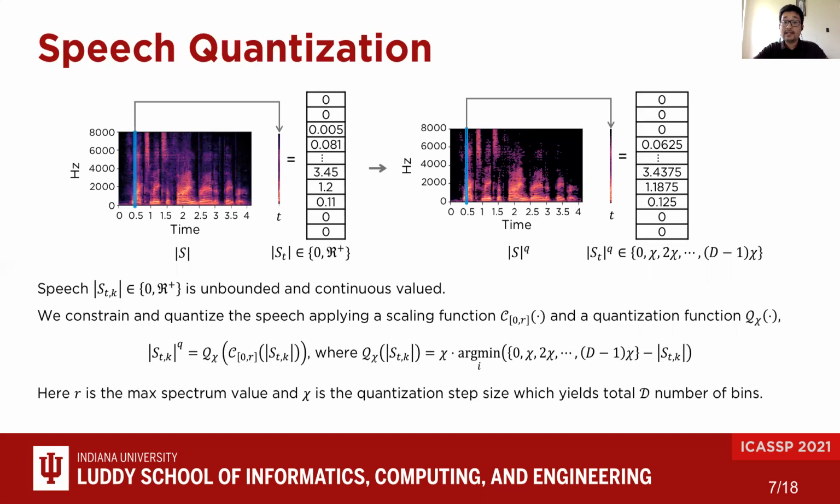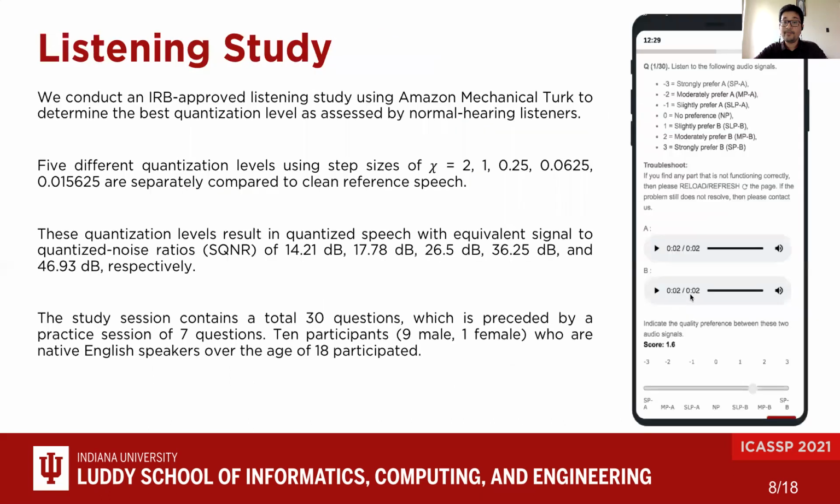As you can see on the top left image, a time frame of clean speech spectrogram is real valued. On the right, the corresponding frame is quantized. Therefore, the actual TF values are changed into the nearest quantized levels. A scaling function C limits the range of the magnitude spectrogram between 0 and R. Chi is the quantization step size, which yields a total of D number of bins. Finding the appropriate quantization step is a crucial part of speech quantization.